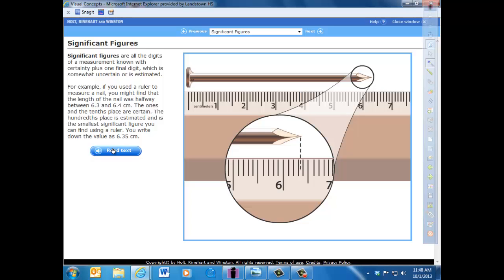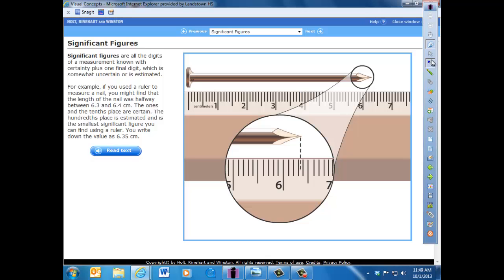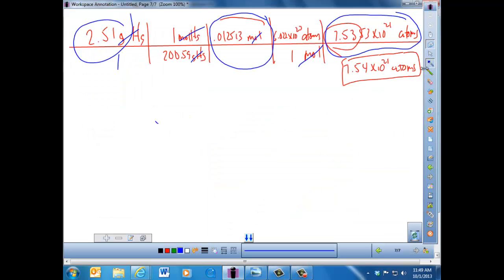All right, now, buckaroos and buckarettes, look here. What if you had this ruler right here that didn't have the tenths marks on it? Let's suppose that you had a cheap ruler. Cheap ruler. Oh, cheap ruler.